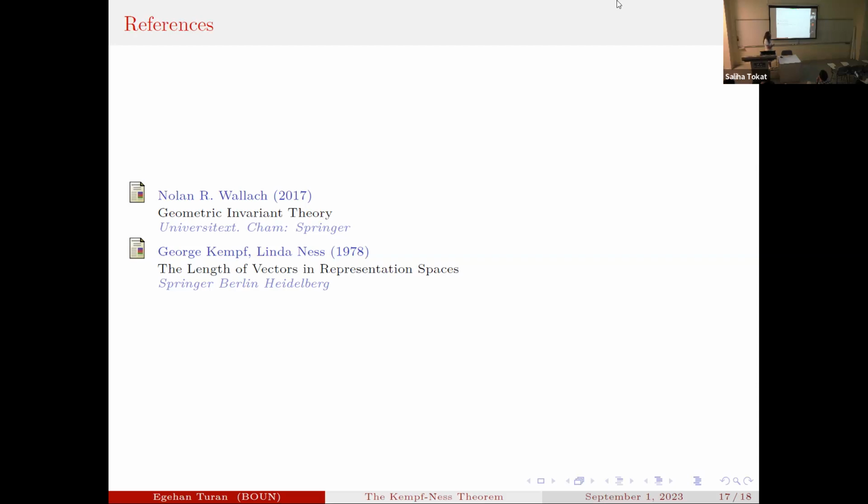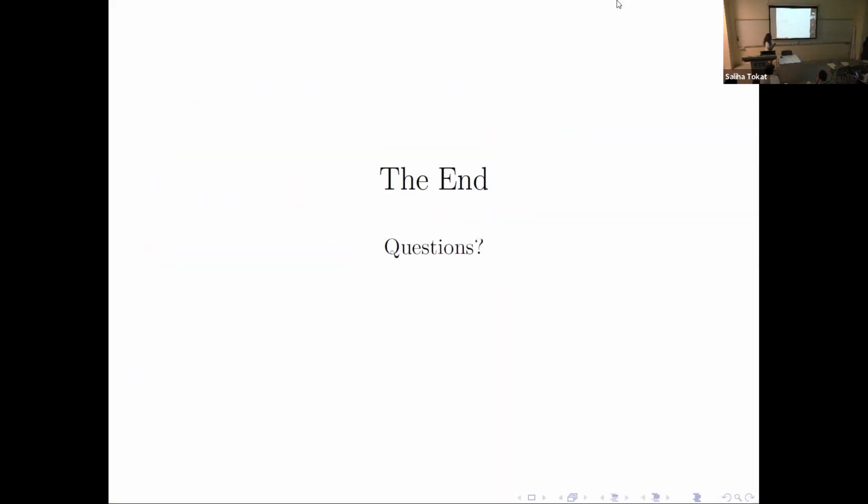They prove this for tori first, where G is a torus, and then use something called the Cartan decomposition to generalize. Here it seems like I didn't use tori or things like that, but actually the proof of the Hilbert-Mumford theorem does the same. He first proves it for a torus, then generalizes to every G using the Cartan decomposition. So I indeed hide this detail under this theorem. Okay, and that's about it. If you have any questions.